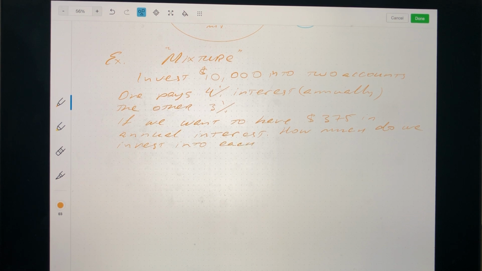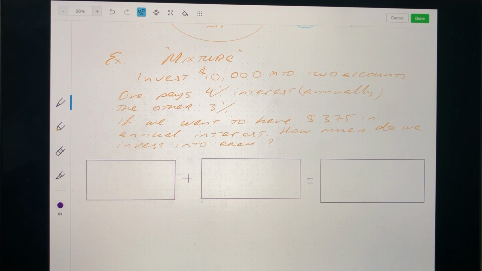And this involves mixing of two different money accounts. So here's the first account, here's the second account, and the total is our grand result. Let's say the first box represents the 4% account, the second box represents the 3% account, and this is our total interest. How much interest will we make off of the 4%? Well, it's 4%, and percent means divide by 100. So 4% really means 0.04.